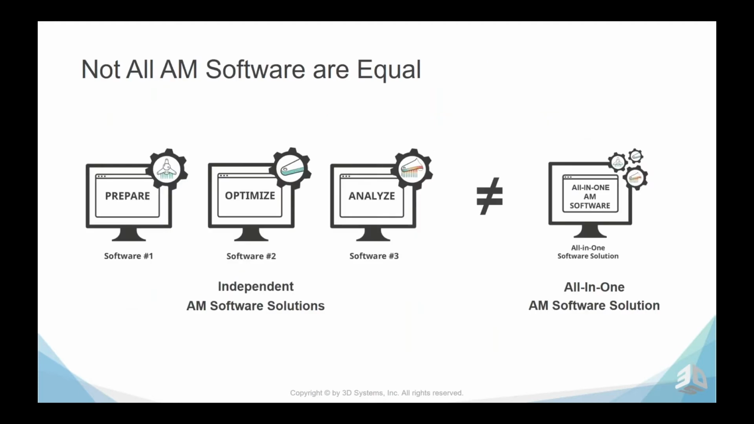There are two main types of additive manufacturing software solutions. The first are the independent software solutions, meaning multiple and not related solutions, each focusing on one or more of the functions we have just mentioned. The second type are the all-in-one solutions, incorporating all the functions required during the additive manufacturing workflow.